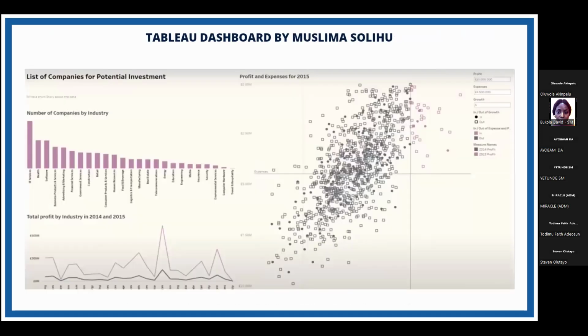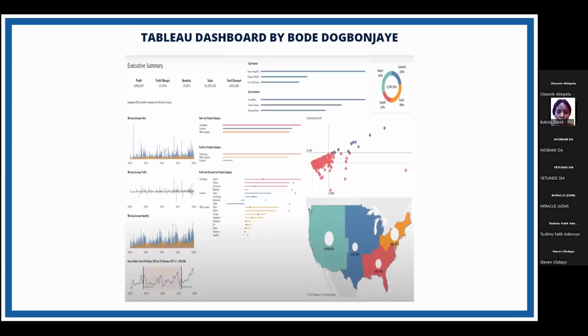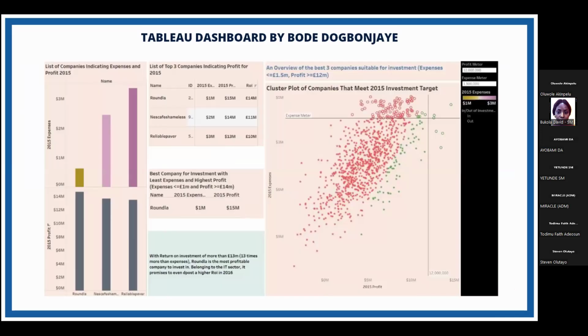So this is a Tableau dashboard by Muslima on the list of companies' data sets. This dashboard is explanatory enough, and it shows the profits and expenses. It also shows the number of companies and total profits by industry. Next slide, please. So this is a Tableau dashboard by Bode giving insight into sales. Next slide, please. This is another dashboard by Bode on the list of companies' data sets.